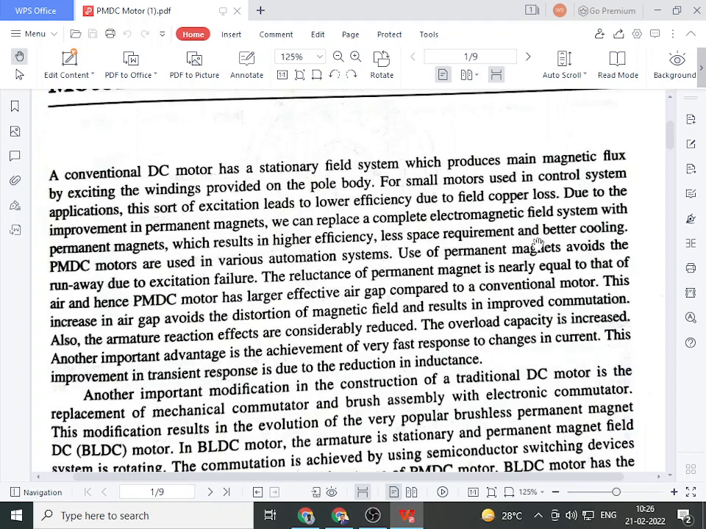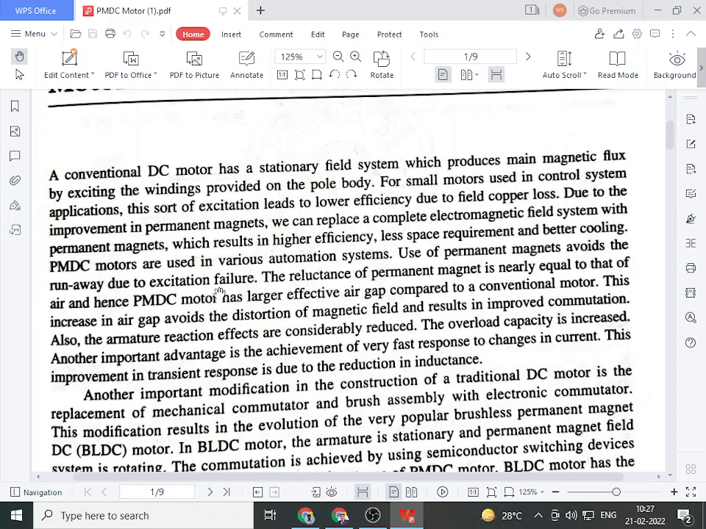So for the yoke structure or stator structure of the motor, there is no necessity of providing cooling, as the stator consists of permanent magnets. PMDC motors are generally used in various automation systems, and the use of permanent magnets avoids runaway due to excitation failure. That is also one more advantage of the PMDC motor.